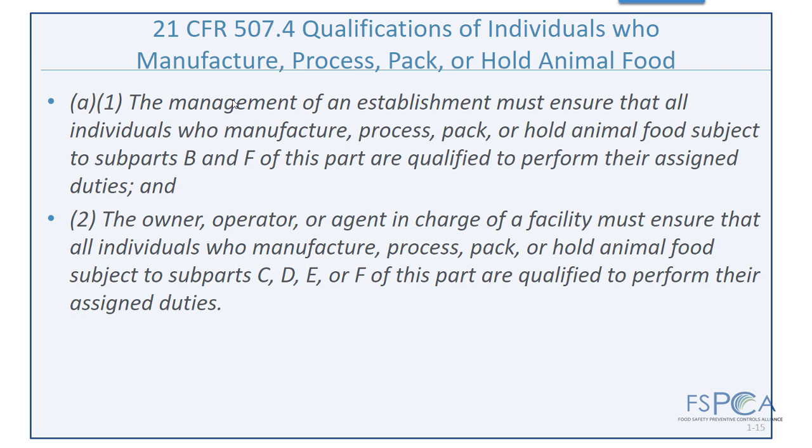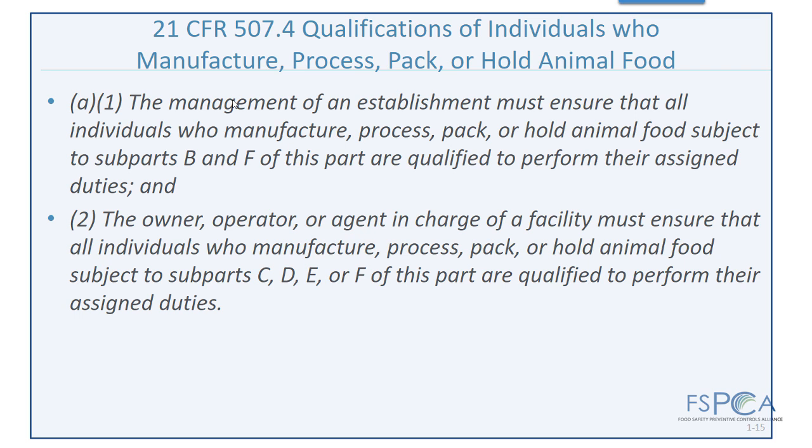What Section A of this part tells us is that when we're talking about Subpart B, the management of an establishment is responsible for making sure that everyone is qualified to do that job. But when we're talking about Subpart C, the owner, operator, or agent in charge of a facility is responsible for making sure everyone can do their job.